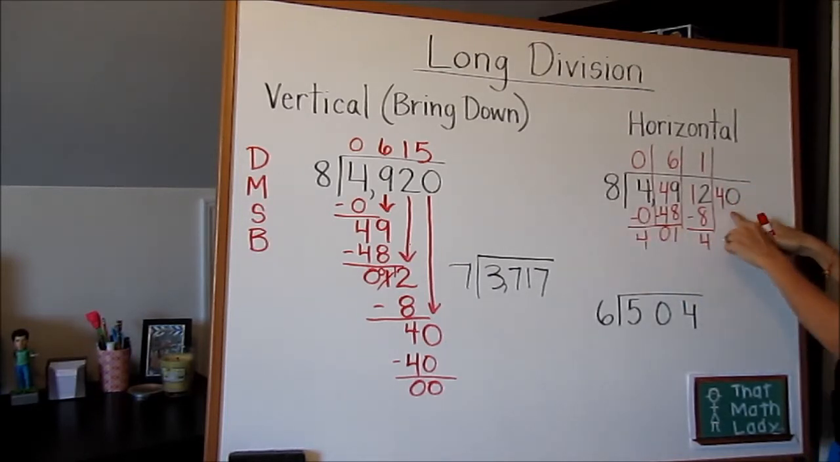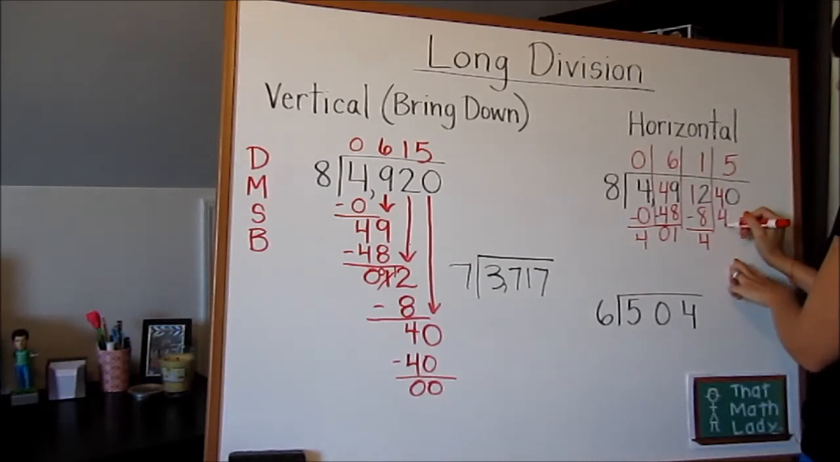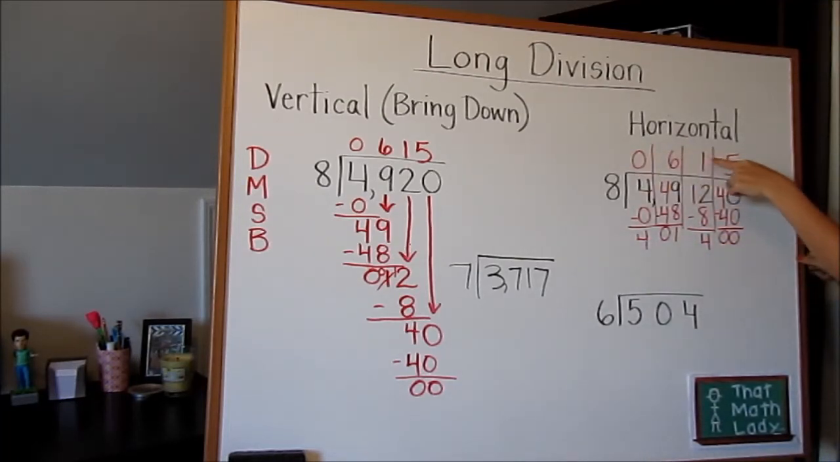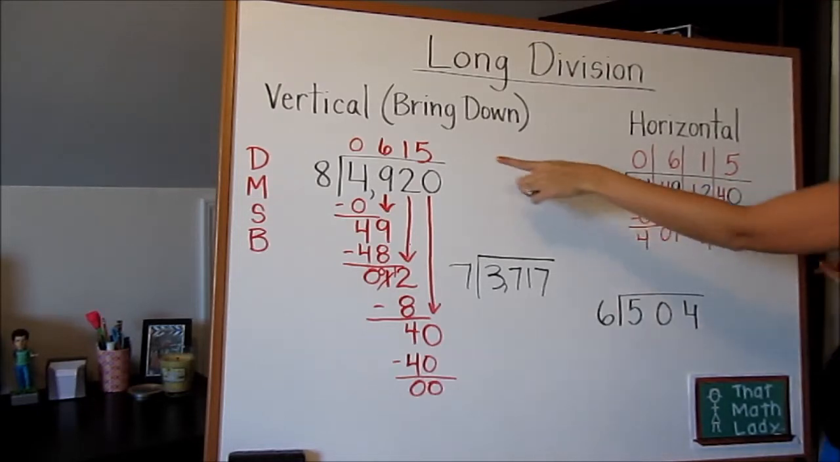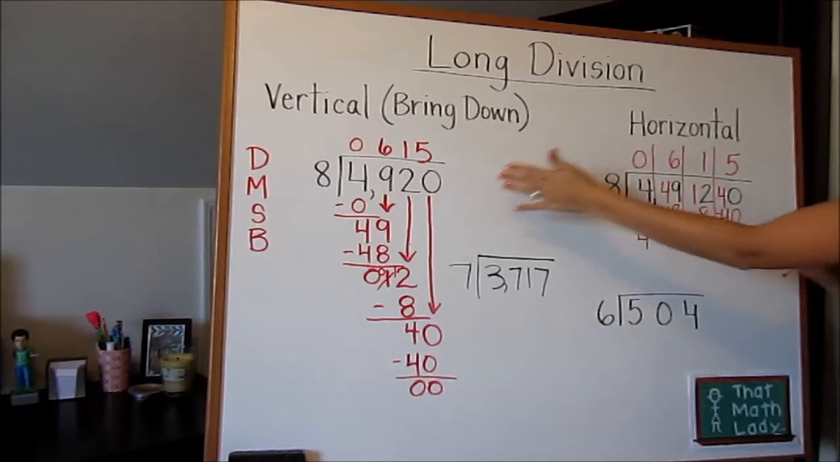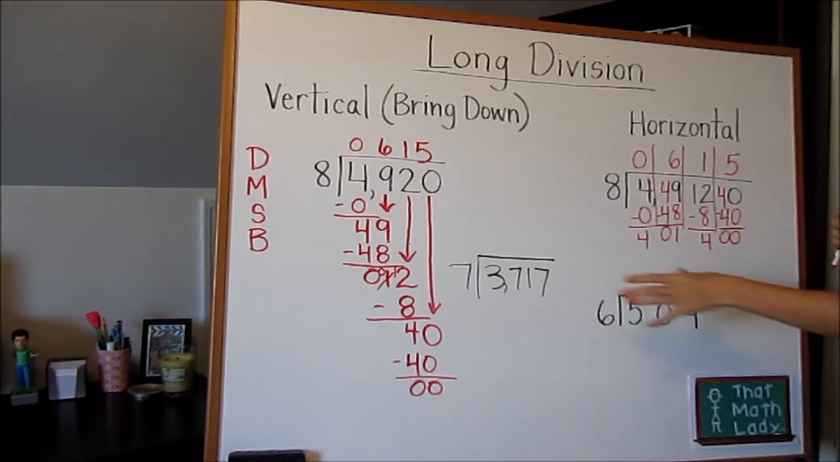And then 8 goes into 40 5 times. 5 times 8 is 40. Subtract. And there's my answer. Okay, so I still get the same result. 615 is my answer, as it is right there. Instead of bringing it down and going lower and lower and lower, I'm keeping everything on the same level on this side.